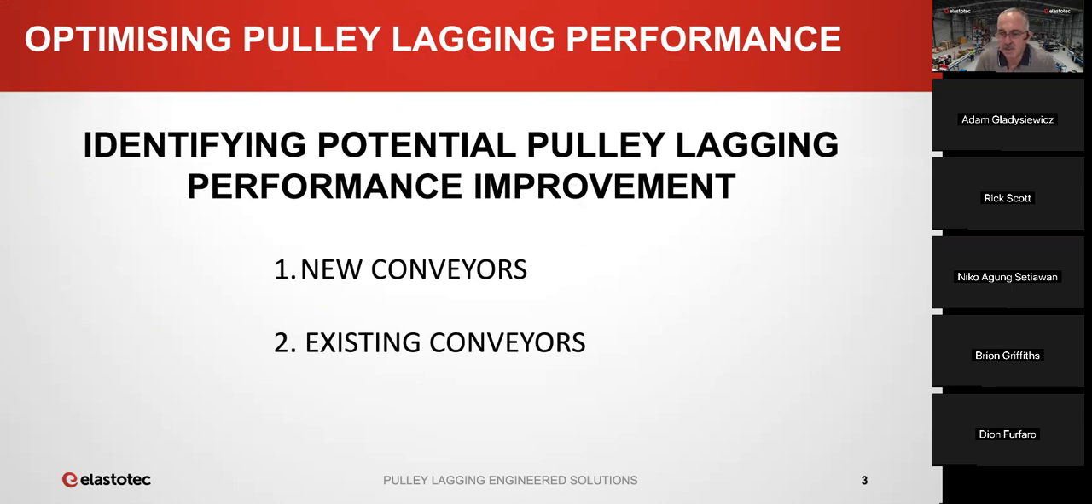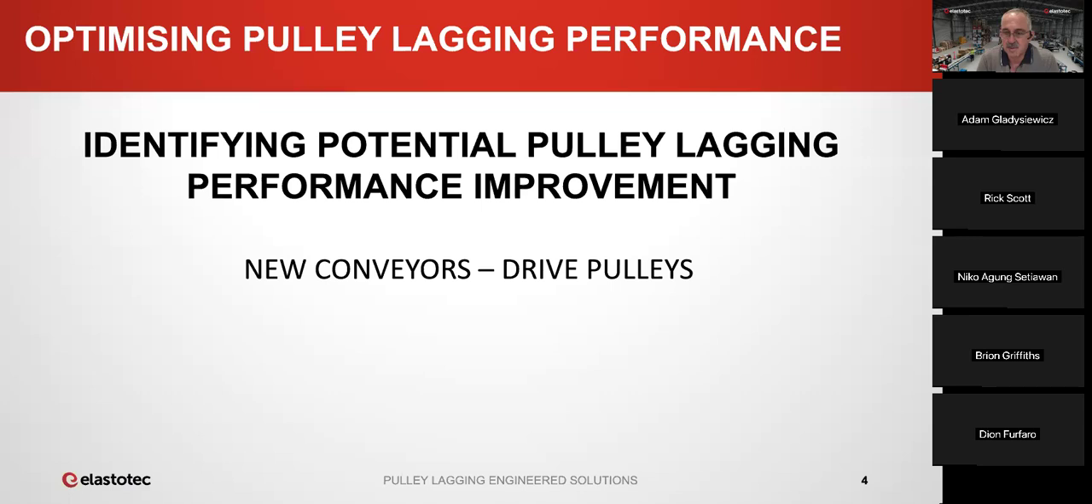We'll look at the design stage when pulleys and pulley lagging are being selected, and we'll also look at existing conveyors and some typical problems that you can get on existing conveyors. The discussion will go for about 30 minutes, maybe 35 minutes, and then we'll have time for questions. If you've got any questions as we go, you can certainly raise them, or you can pop them in the chat, and we can deal with them at the end. But if you want to raise them while we're going, that's fine.